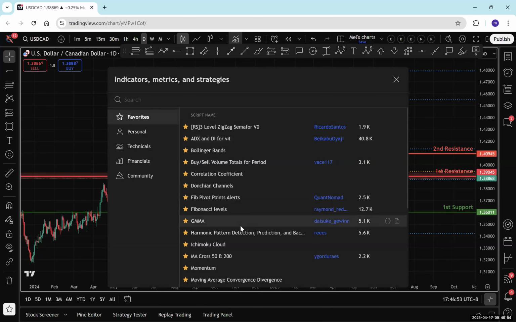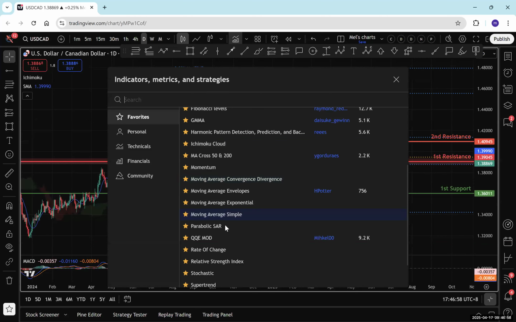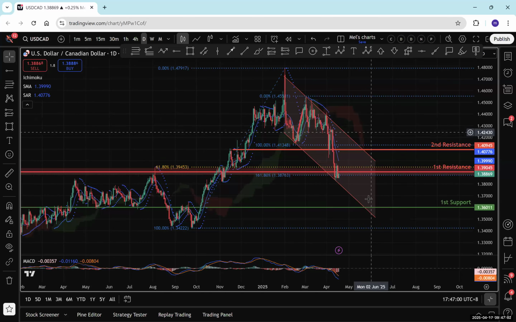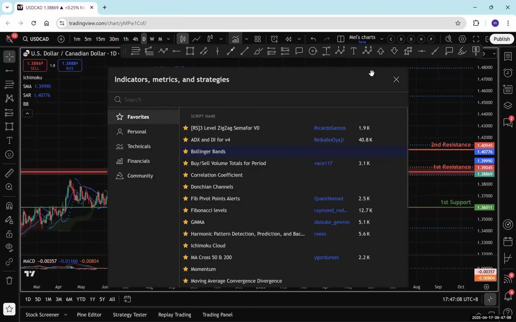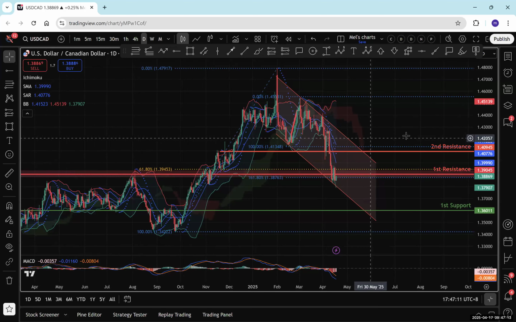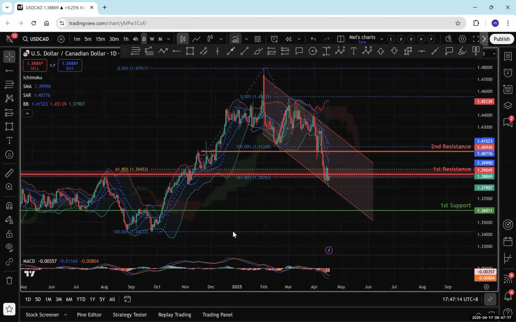Now let's look at our indicators once again. Okay, prices moving below all three EMA, SMA, and SAR, moving below the cloud, giving us a bearish signal on MACD as well. Bollinger Bands also giving us a bearish signal. You can see prices pushing below the lower band. Okay, so it supports our analysis.